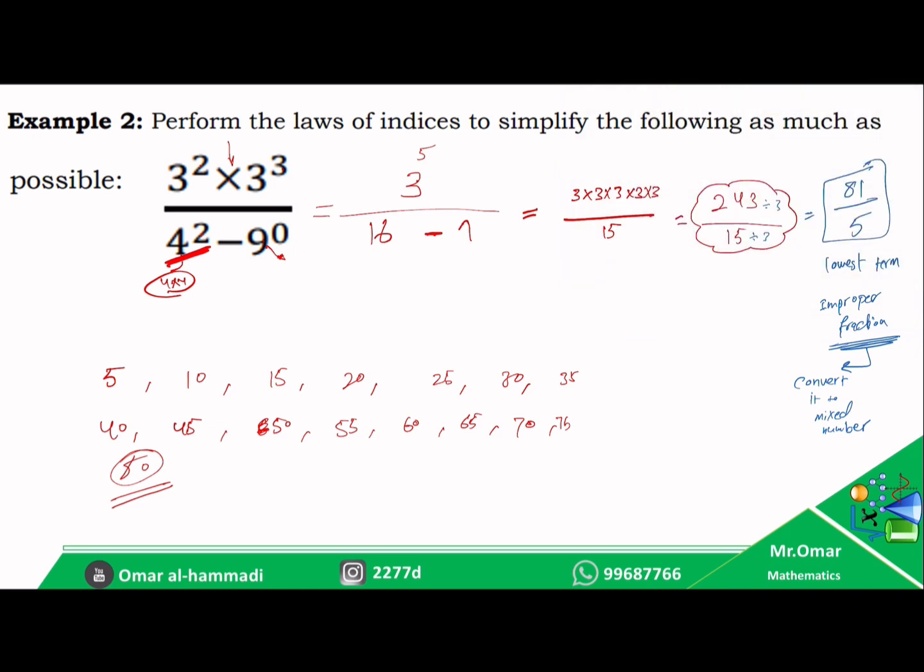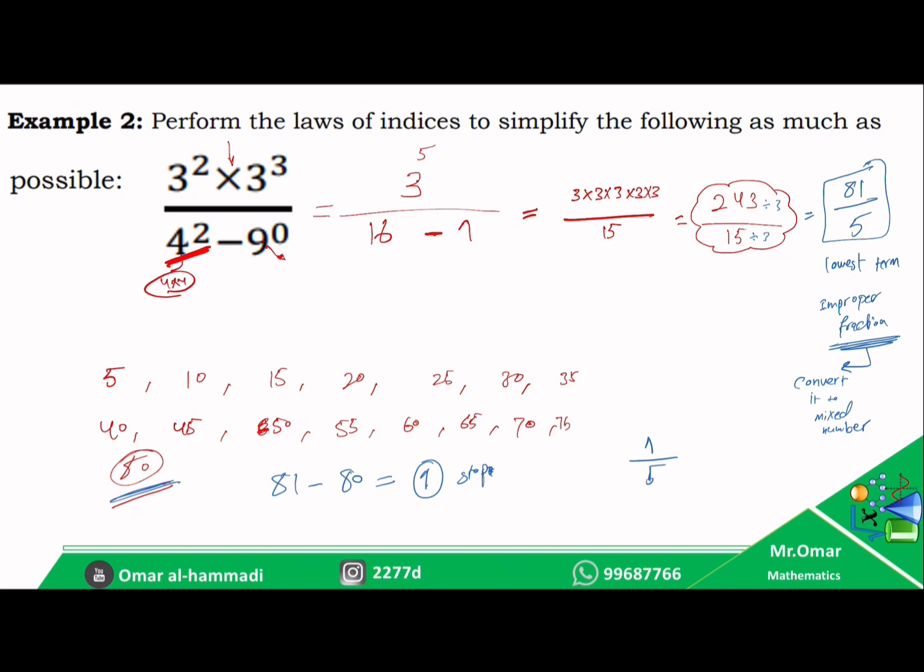So now we subtract 81 minus 80. That one, it will give us what? Only 1. So here we have to stop. So now what we have, we will write it here as 1 divided by 5.